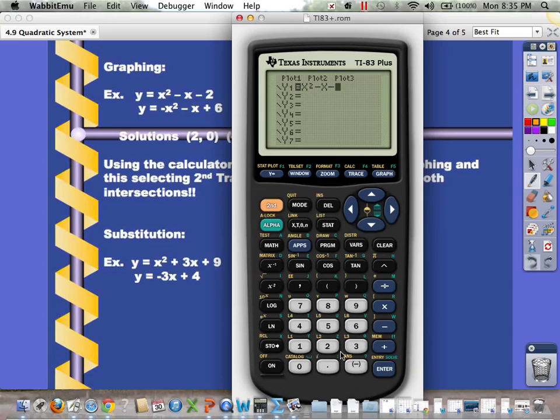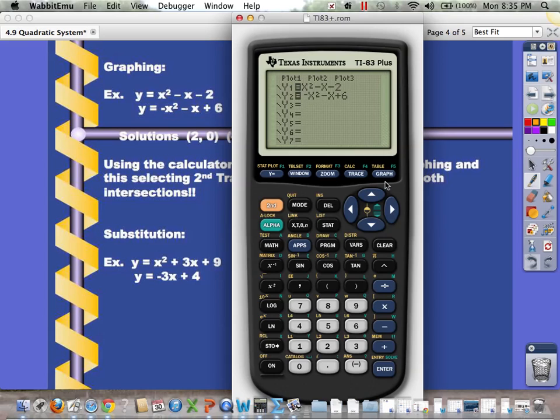Minus 2. And the next equation is negative x squared. Use the negative button and not the subtraction button when you're doing that. Minus x plus 6. Otherwise, you're going to get an error.